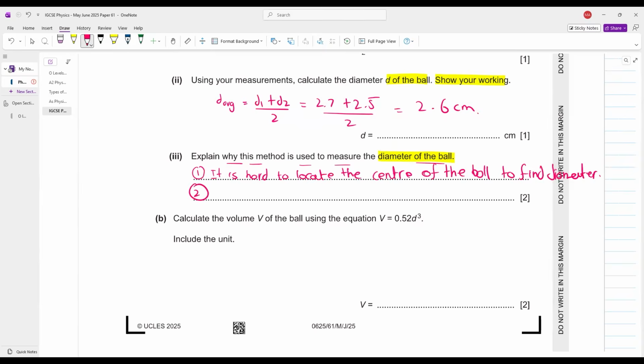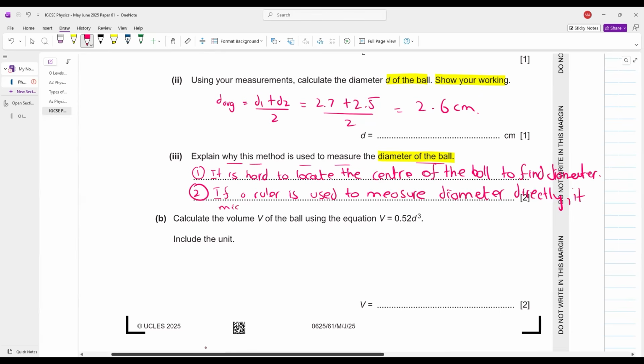What will you say as the second problem here? It is a 2 mark question, so you will state two problems. If a ruler is used to measure diameter directly, it might result in parallax error. Simple. Now let's move ahead.